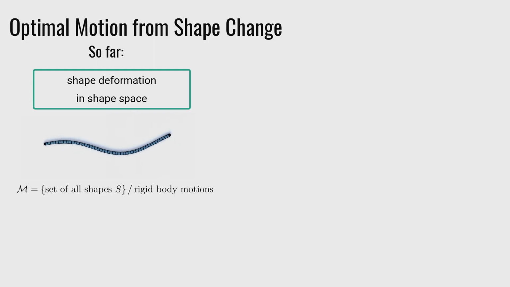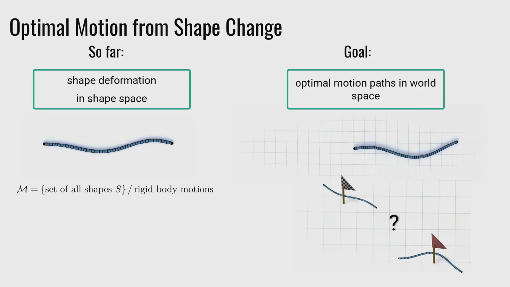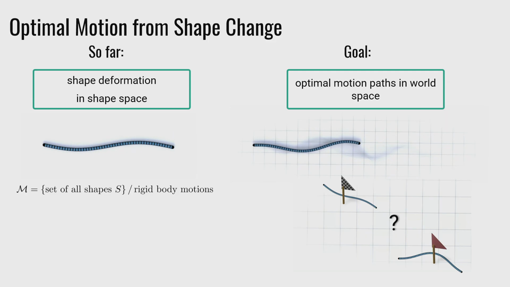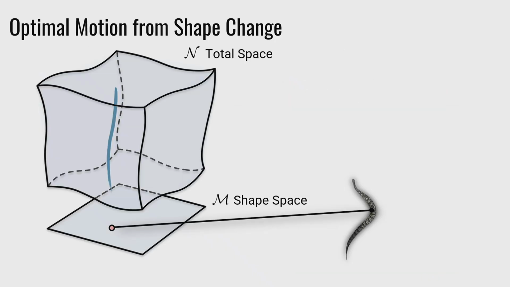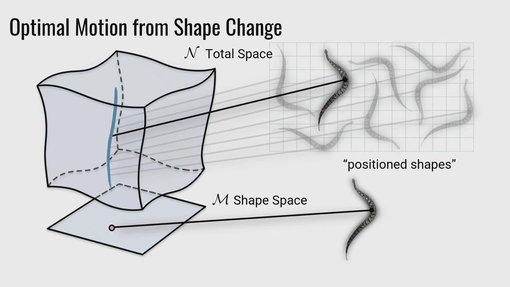So far we have a way to compute nice shape deformations in shape space, but actually we are maybe interested in how to move from A to B, so answering a question like how can the snake be the fastest at the end point and lose not much energy when doing it. So now instead of considering the shape space, we consider a total space of configurations where we also include all positionings of the snakes. So instead of fixing the snake, it's now allowed to move everywhere.